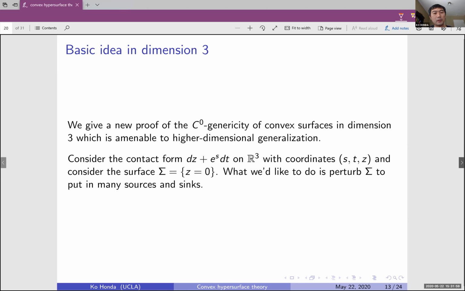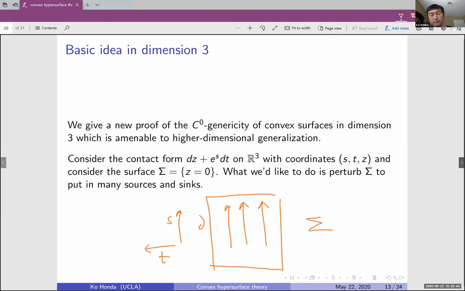Anyway, consider the contact form dz plus e to the s dt on R3 with coordinates s, t, z. It's slightly unusual, but much more useful. And consider the surface sigma, which is z equals zero. Maybe I'll have a picture on the next slide, but this is sigma. I think S is this direction, T is this direction, and Z is out of your screen. And the characteristic foliation you can calculate is d/ds.